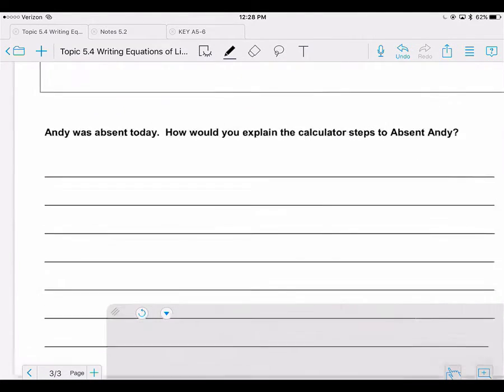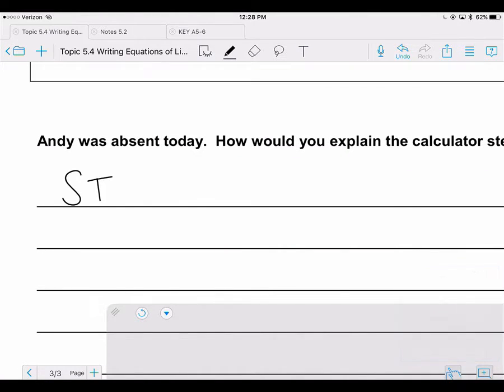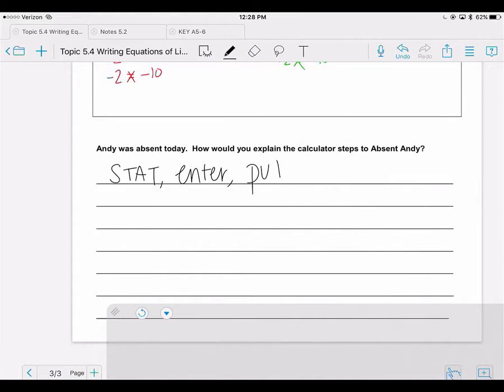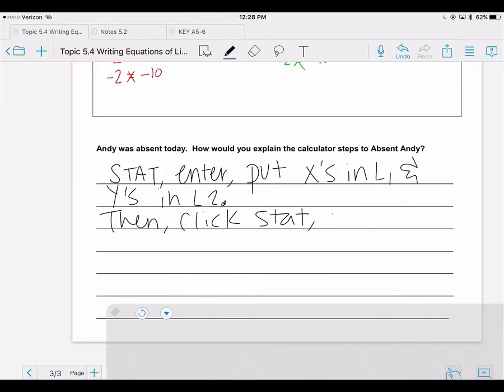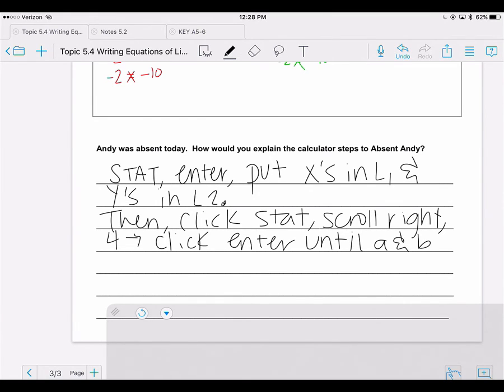So how would you explain the calculator steps to Andy? We click stat, enter, put x's in L1 and y's in L2. Then click stat, scroll to the right, go down to 4, click enter a bunch of times, until A and B pop up.